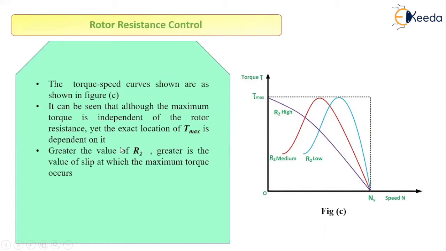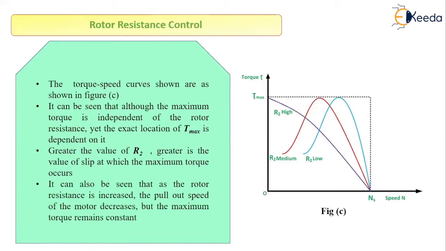Also we have seen that the greater the value of resistance R2, the greater is the slip at which the maximum torque occurs. So here we can see when the value of resistance R2 is high, at that time speed is 0. Speed is 0, it means that the motor is at standstill condition. At that condition, slip is maximum, that is slip is equal to 1. So at the highest value of the resistance, speed is 0, but the slip is maximum as well as torque is maximum. So depending upon the value of resistance, we get the exact location of the torque.